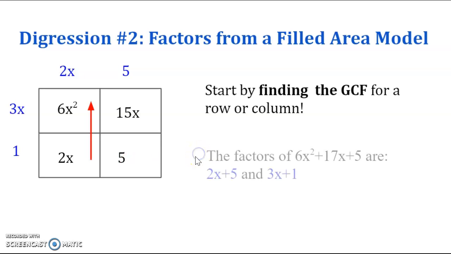So this tells us that the factors of 6x squared plus 17x plus 5 are 2x plus 5, that's the top length, and 3x plus 1, that's the width. So this is the area model factoring backwards.